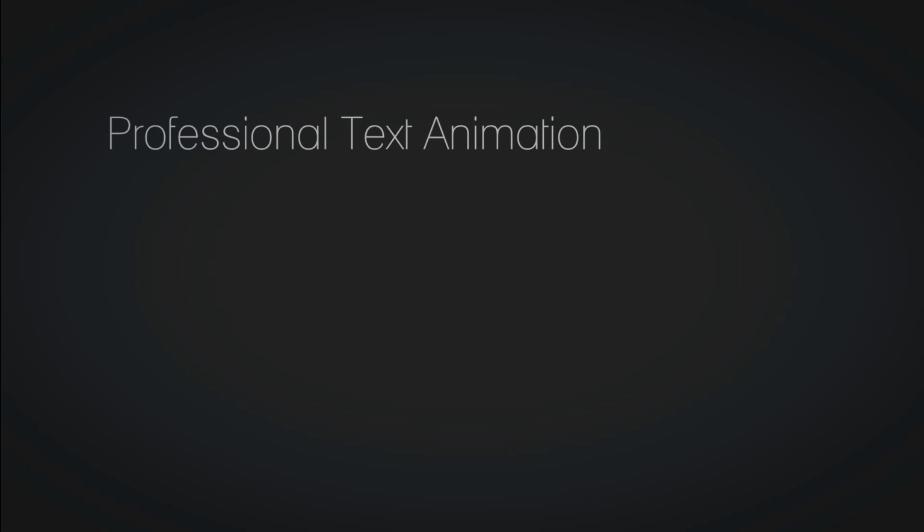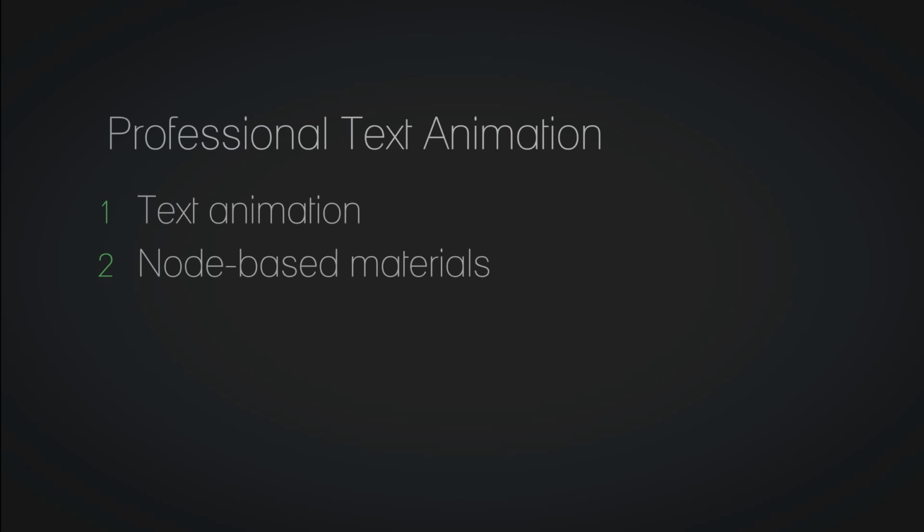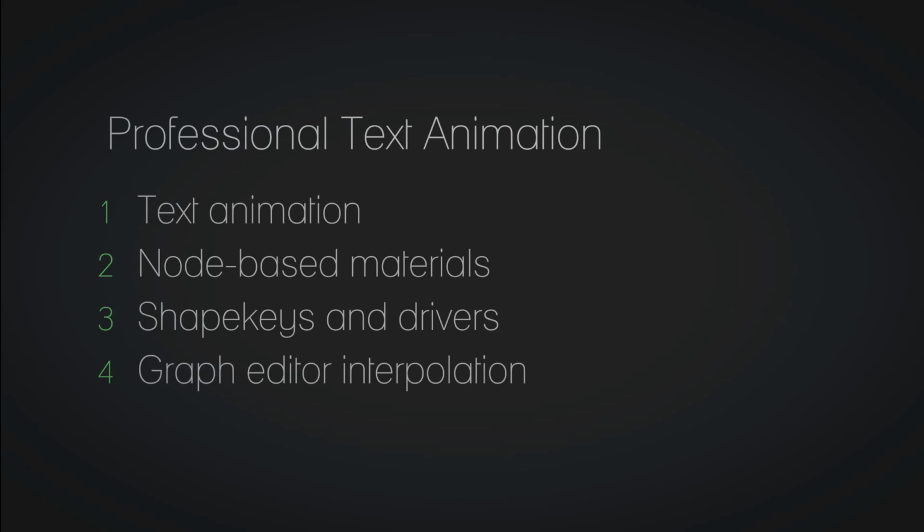This is Mark LeVar at BlenderPassion.com, and I will be showing you how to create this professional text animation using Blender. Some of the topics we will cover in this tutorial include text animation. We will also create node-based materials and animate them to get the desired fade-in effect. For some of the more complex animations, we will be using shape keys and drivers to gain better control over the animation. And finally, we will be covering basic graph editor interpolations to polish the effect. And on that note, let's get started.